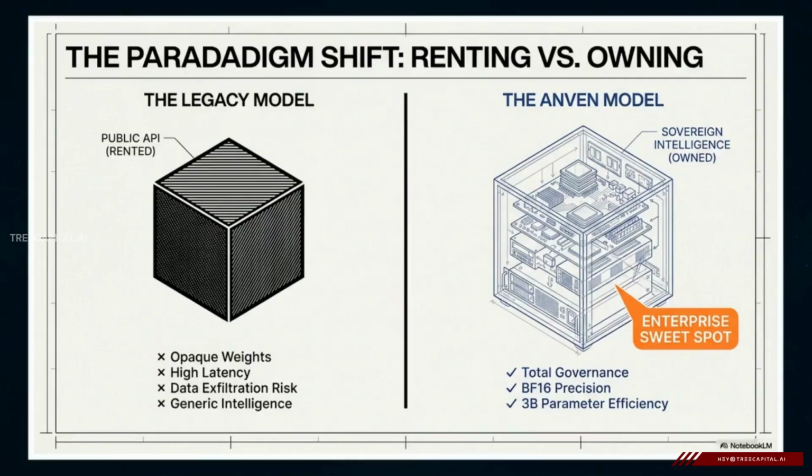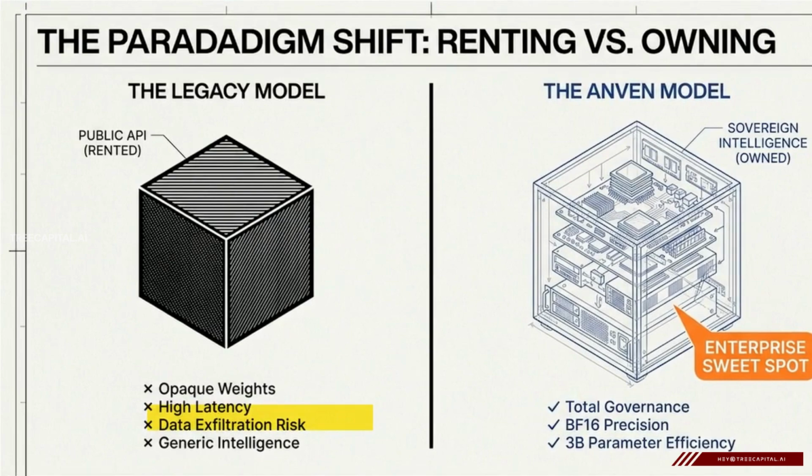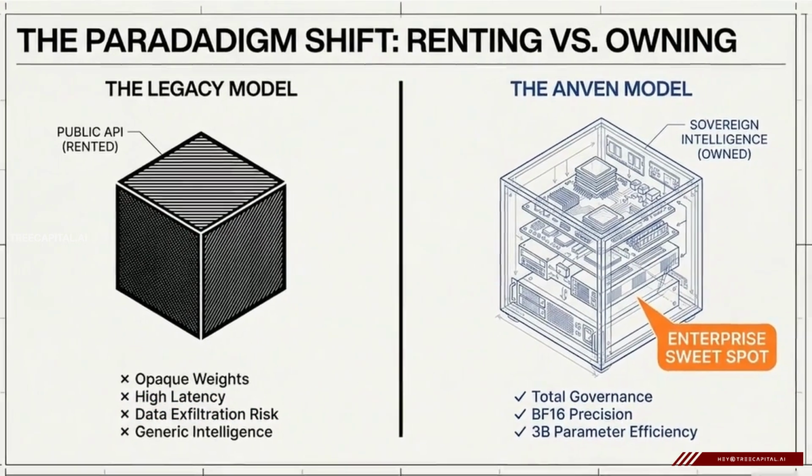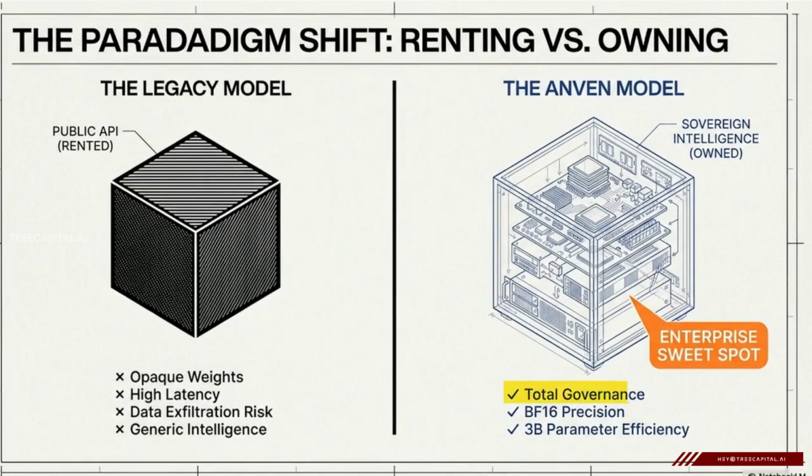This graphic shows the architectural shift required for security. While legacy models use rented public APIs with data exfiltration risks, Anven provides a sovereign intelligence stack. This ensures total governance by keeping the weights and processing entirely on-premise.